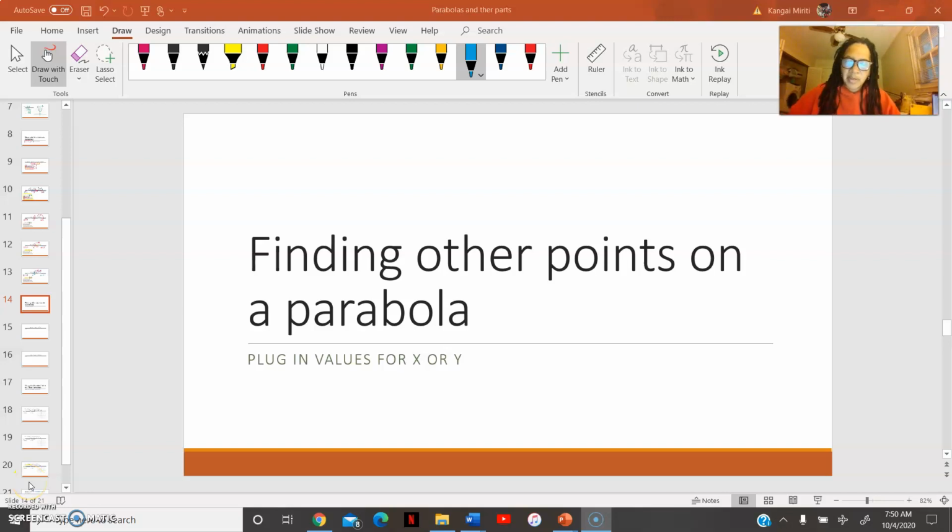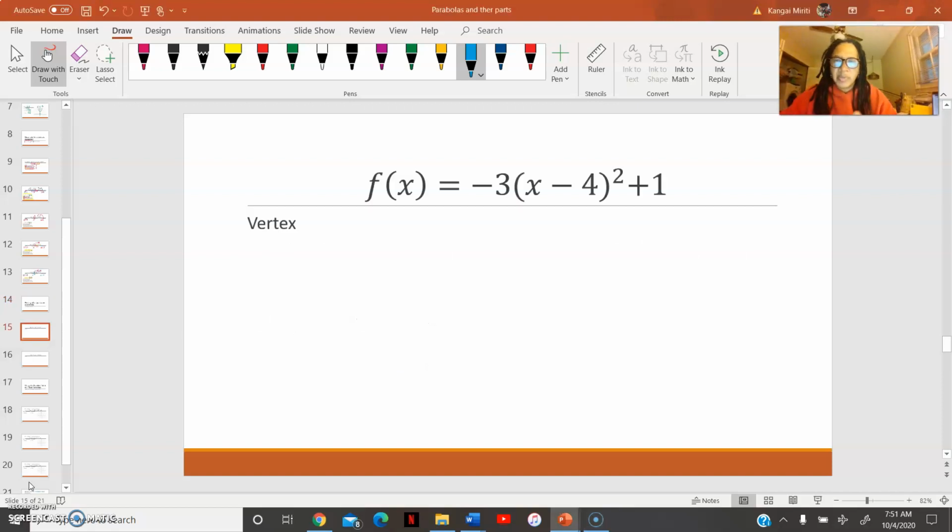Welcome to Parabolas and Their Parts, Episode 3. So now let's talk about how we might find other points on the parabola. We know already how we can find the vertex by just looking at the equation, but how can we use the equation to find other points on the parabola?